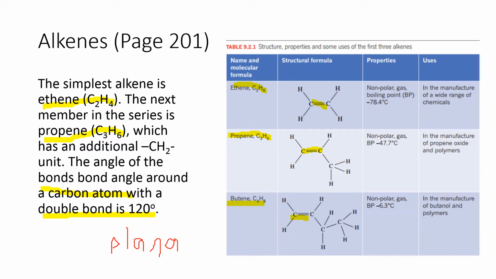So in this case, it's planar, very similar to that trigonal planar shape, and you can also call it the flat shape. If we are talking about these structures here, you can see ethene, propene, and butene. What you can observe here is that all of them are still non-polar because they are symmetrical.